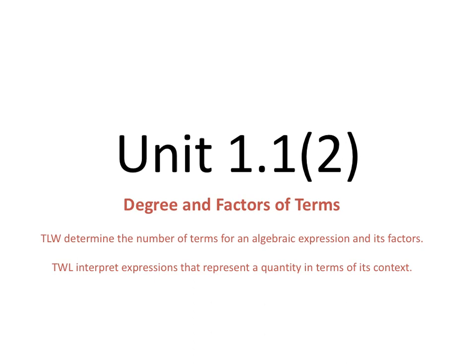Okay, so today's video is going to be Unit 1.1, and this is Day 2. We're going to be talking a little bit more about degree, but we're also going to be talking about factors of different terms. So we're going to have to rely on some of our vocab knowledge, so make sure that we have the understanding there. But basically our goal today is to determine the number of terms of an algebraic expression and its factors, and interpret what an expression represents in terms of its context.